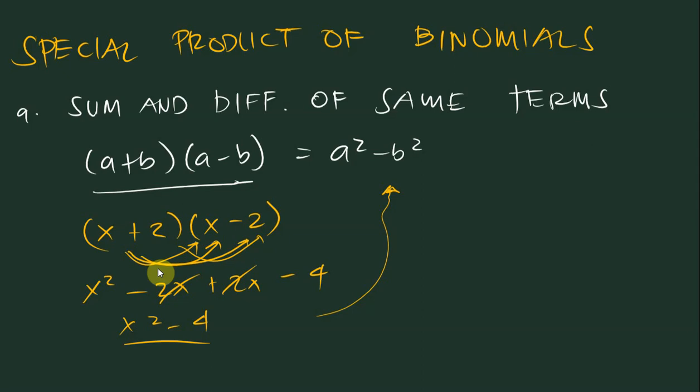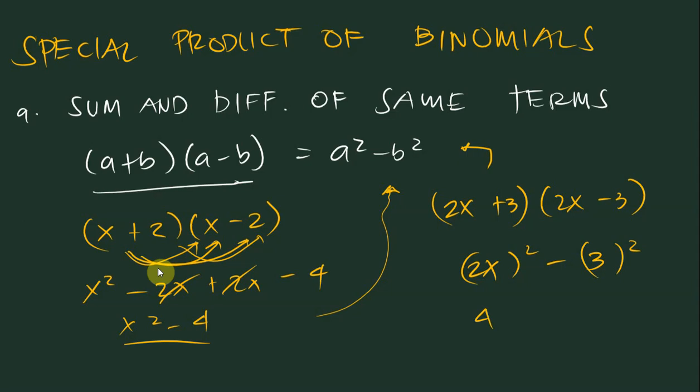Let's give another example. Let's say we have 2x plus 3 and then 2x minus 3. So our a here is 2x and our b here is 3, right? They have the same structure with this form. So let's just write immediately 2x squared minus 3 squared. That would be 4x squared minus 9, right?